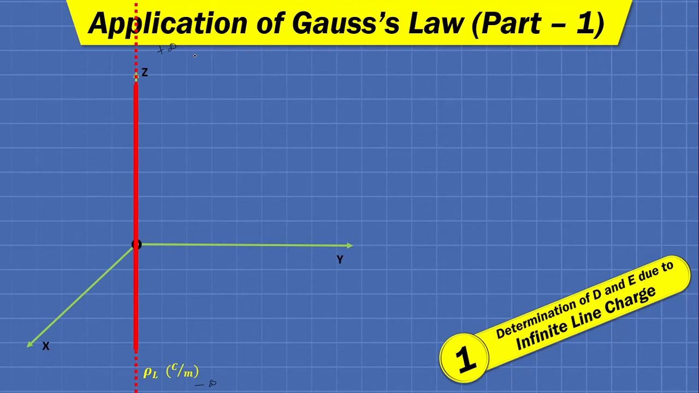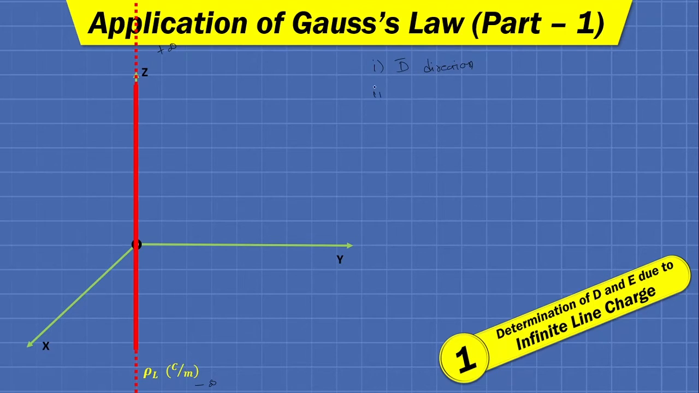Now if you want to find the value of field intensity or flux density at any point due to this infinite line charge with the help of Gauss's law, what is the procedure? The procedure is very simple. We have already discussed it in the last video, however I am telling you again. The first step is to determine the direction of D.